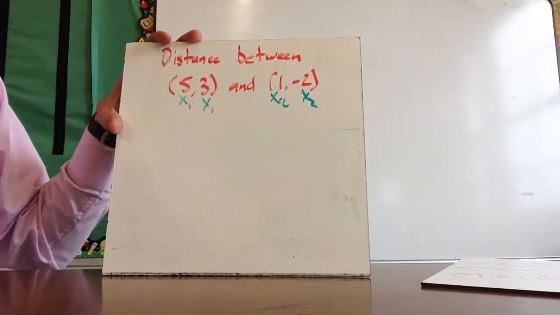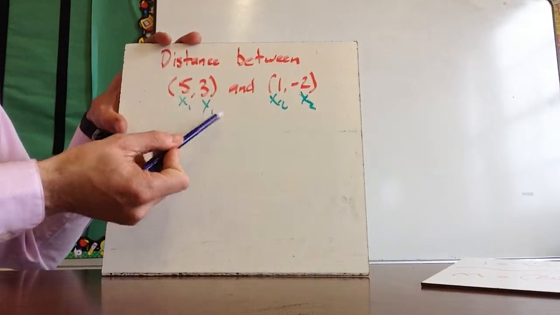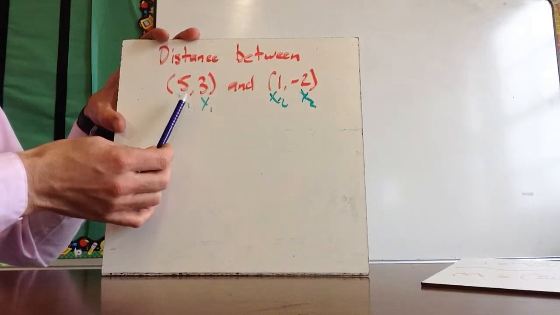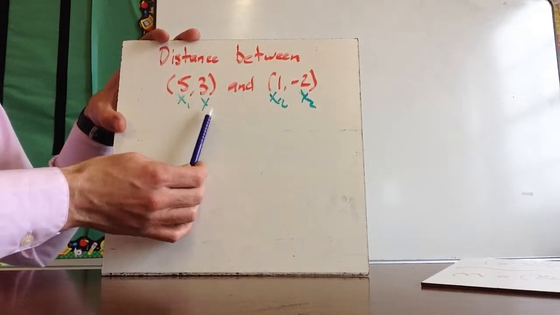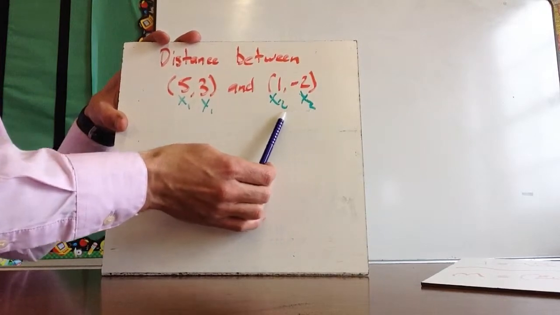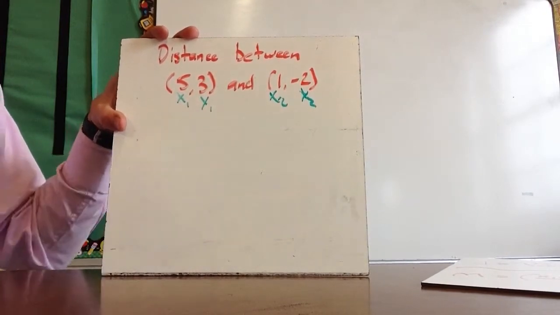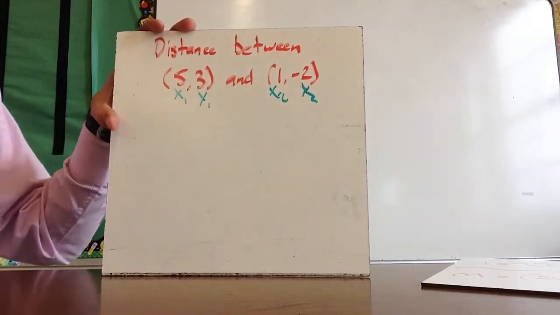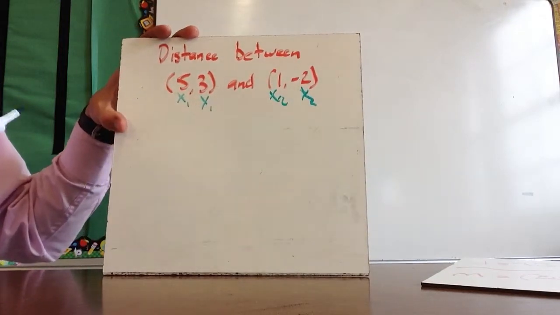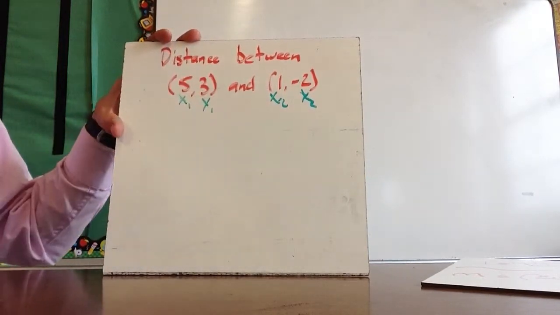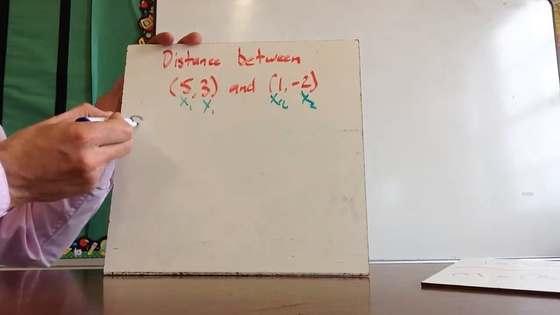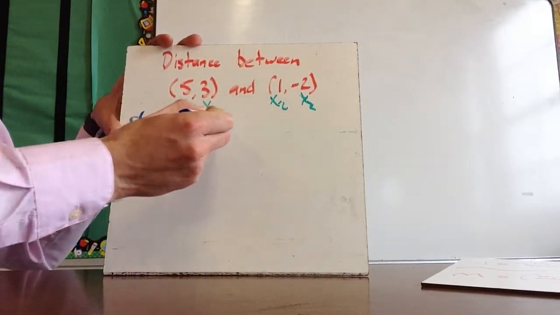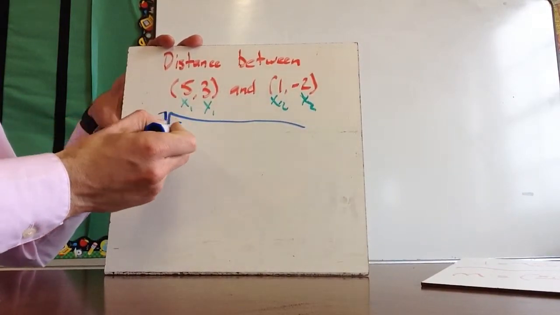Now, it doesn't matter if you decide to call this x2, y2, and this x1, y1, as long as the first number is an x, the second number is a y, and these two have the same number, and these two have the same number. All right, so there are times when it might make sense to kind of group them, to switch the order around.